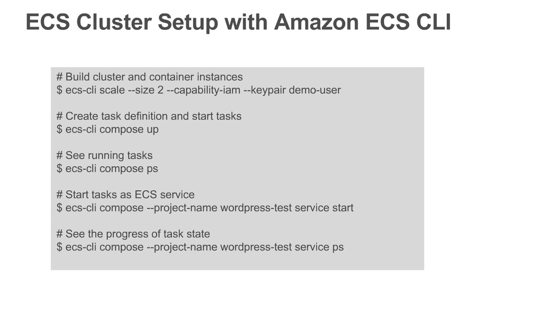And here are a few examples of how to use ECS CLI. In the first command, you can see that you can go ahead and build your ECS cluster with 2 container instances in it, with IAM roles added to it, and with your specific key pair. In the next command, the ECS CLI is taking your Docker Compose .yaml file. It goes and creates a task definition for you, and it also goes and starts your tasks. And the next one is if you want to go and check how many tasks you have running in your cluster, and so on.